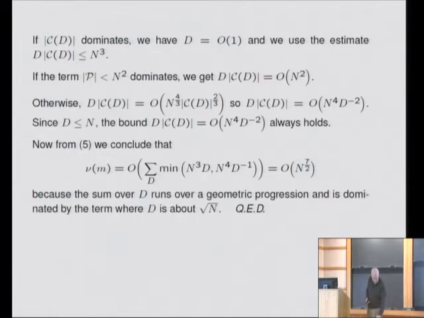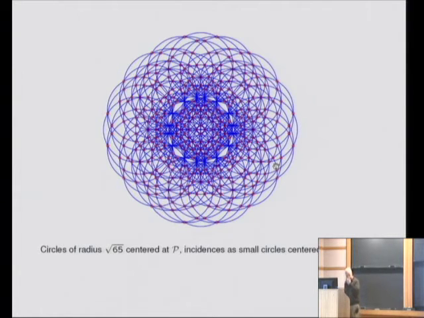So there's really little used about the equation of the circle, but I will not give more detail on that, and this is the only proof I will give. So let's continue. This picture is the 65, which is 5 times 13. And then these are the circles of radius square root 65, centered at the points P, and the incidence there, this small circle, is in red.